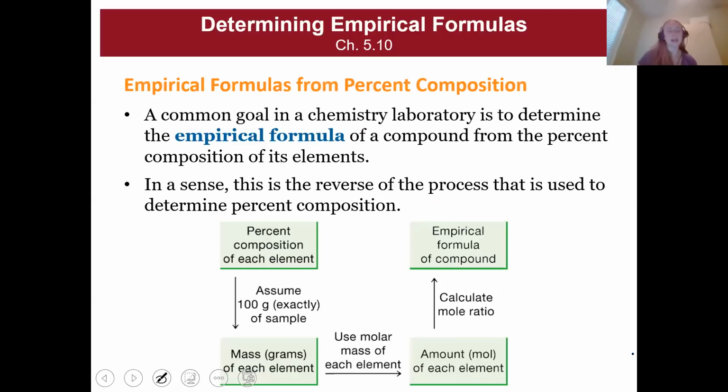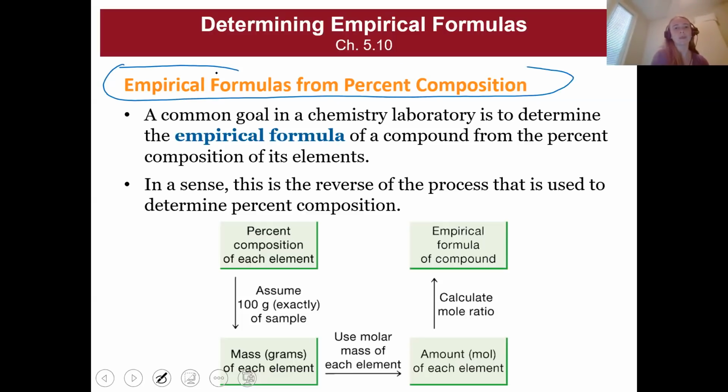Alrighty, so I had mentioned this a little bit before, how we can use empirical formulas to get percent composition and molecular formulas to get percent composition. But when we're going backwards, when we want to find molecular formulas, we should start with empirical formulas, okay? So the first thing we want to do is to find the empirical formula from percent composition. So a common goal in chemistry laboratories is to determine the empirical formula from percent composition of its elements.